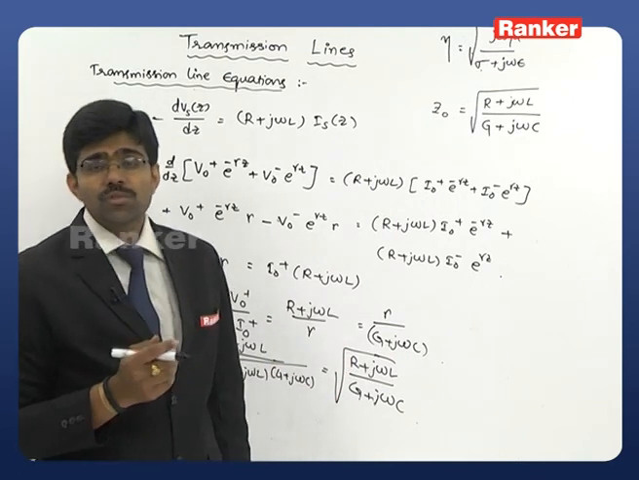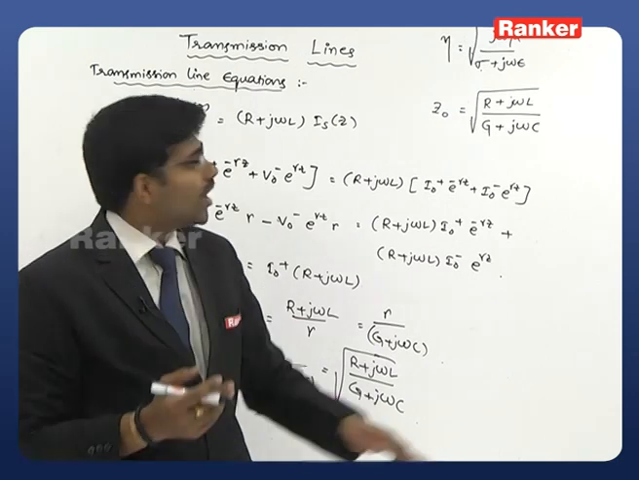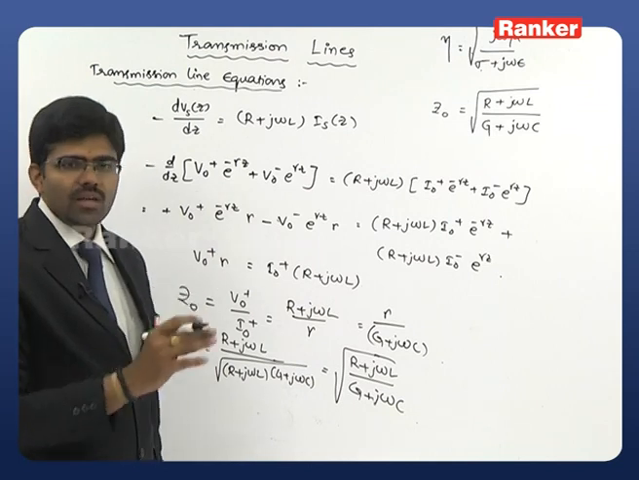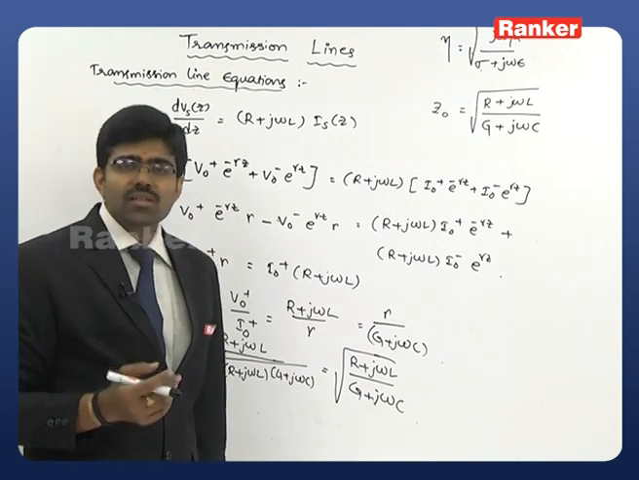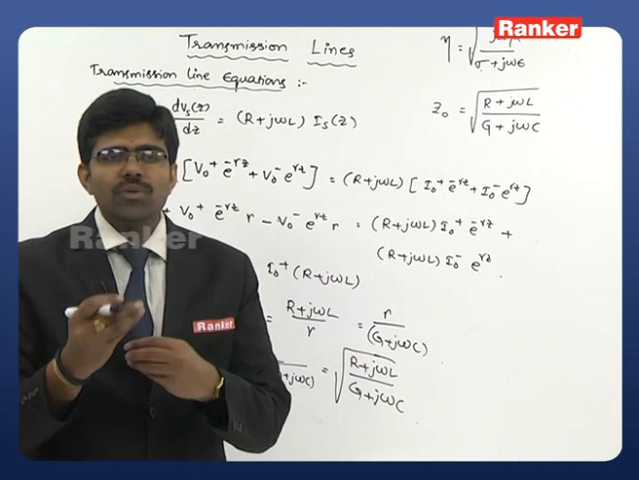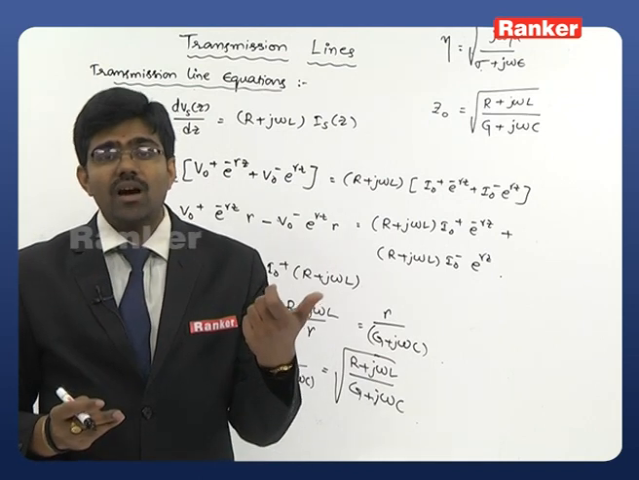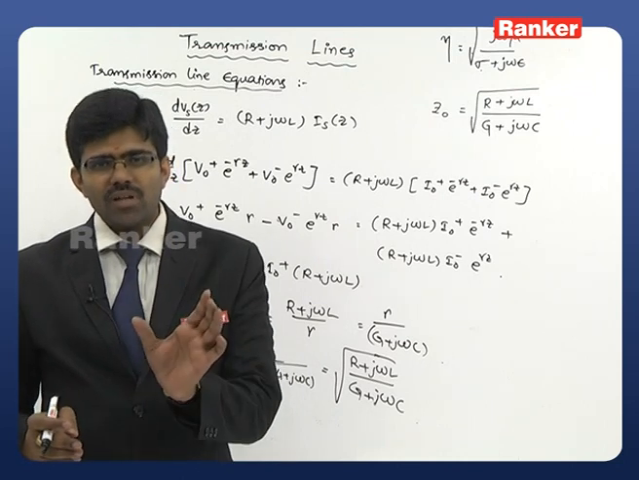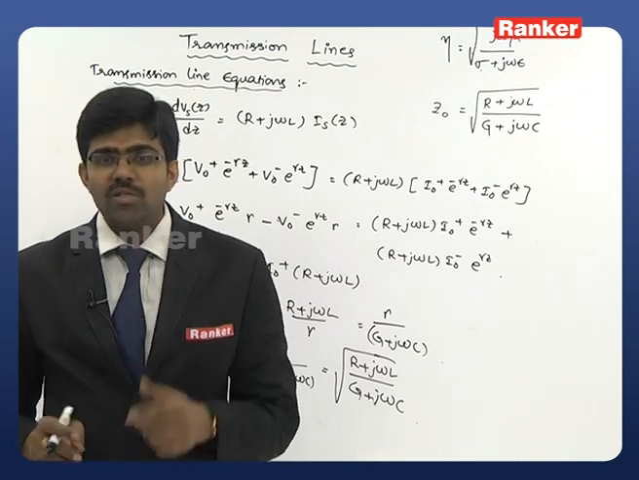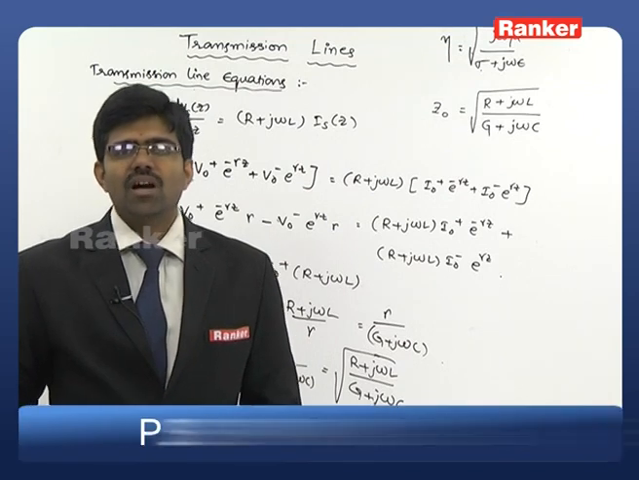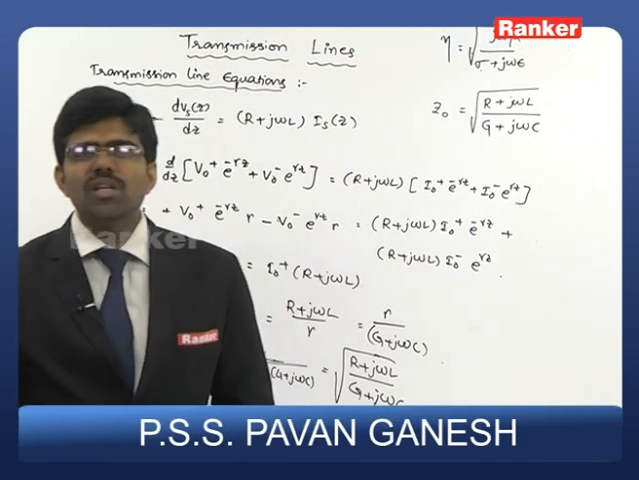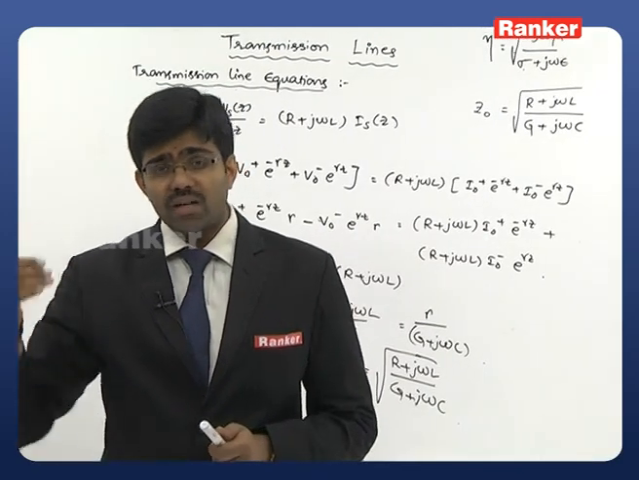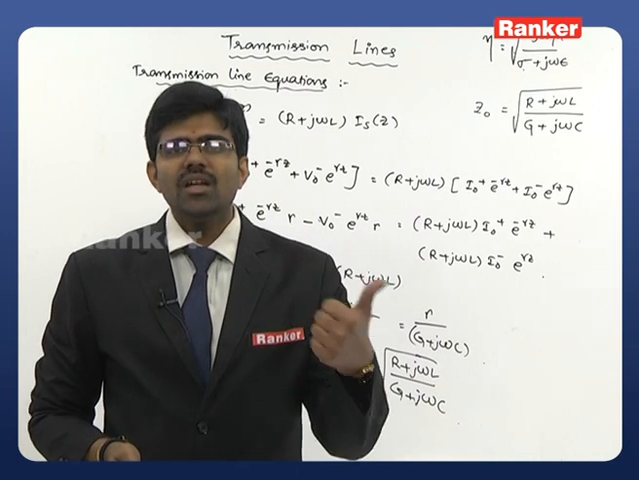Later, while solving the problems, you may take combinations of this Z naught and gamma. You take Z naught and gamma, multiply them, divide them, or you may get some other equations, and with those modifications the individual parameters R, L, G, C may be evaluated. So what we have to do is just remember how to represent a transmission line in terms of electrical parameters, using R, L, G, C, and how to solve the equations of voltage and current. After solving those equations, how to obtain the secondary constants, which are nothing but our gamma and Z naught.